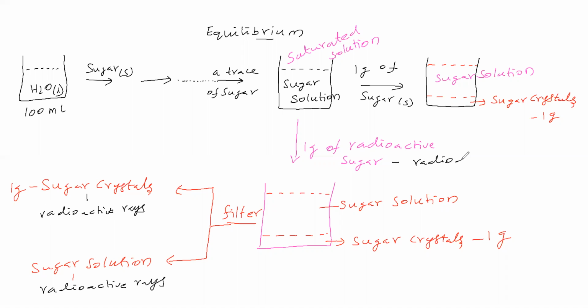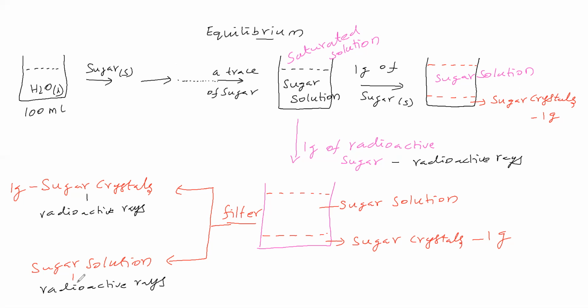This 1 gram of radioactive sugar we took to the Geiger-Müller counter says that it is emitting radioactive rays. But these are not emitting radioactive rays. Therefore, a radioactive substance is not present in these, as said by the Geiger-Müller counter. It is emitting radioactive rays because it is containing radioactive sugar.